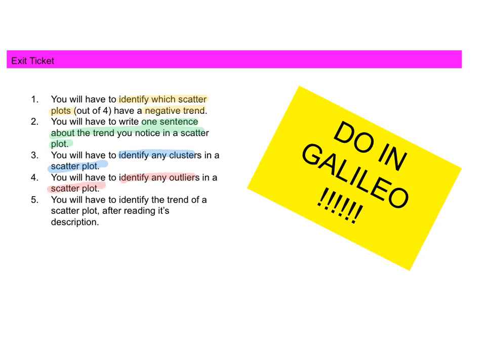And then number 5, you have to identify the trend of a scatter plot after reading its description. So you're not going to see it. You could draw a graph out if you are helped by doing that. But you're just going to read a description and determine, oh, is this going to be a positive or negative or no trend at all. Okay? Go ahead and get started on that.